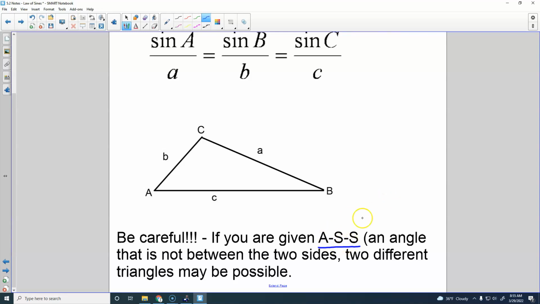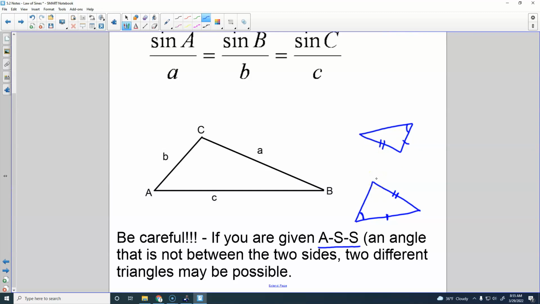And so what that means is whenever you're looking at a triangle, whatever that triangle may look like, you have an angle and then you've got two sides, but those sides do not include that angle. So it could be like this. It also could be something like this. Basically, the two sides do not have the angle in between them.